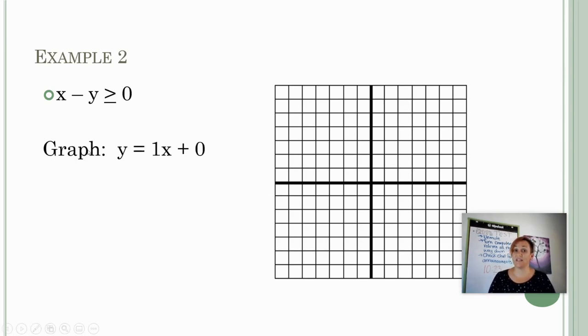This is what it looks like in slope-intercept form. Again, my y-intercept is on the origin, and my slope is the invisible number 1 in front of the x. So we're going to rise 1 and run 1. And we draw a nice solid line.